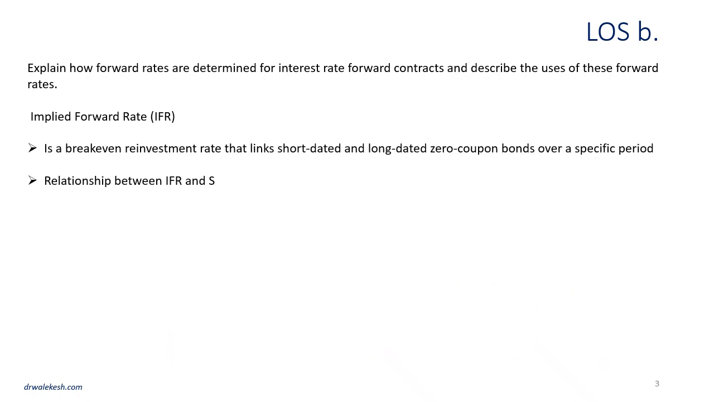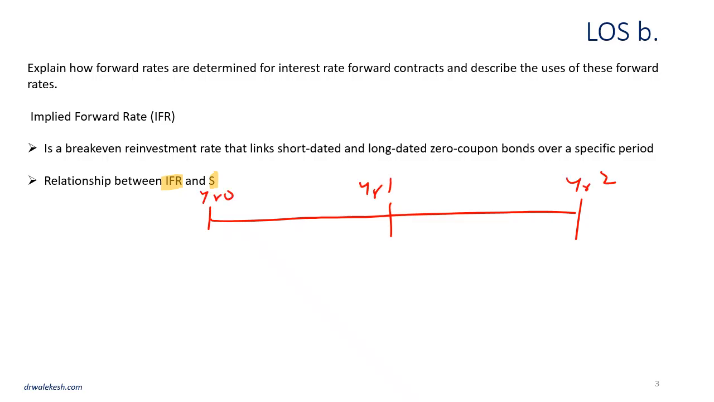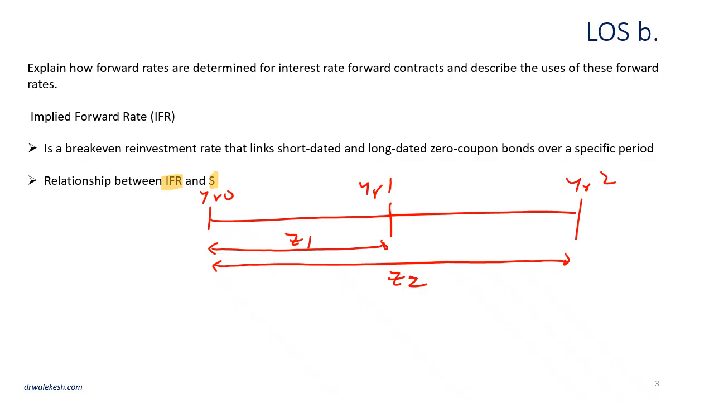So let's look at the relationship between the implied forward rate and the spot rate. So that we are all on the same page, let us look at this timeline. This is year 0, this is year 1, and this is year 2. So this is Z1, that's the spot rate for 1 year. Z2, that is the 2 year spot rate, but we are interested in the implied forward rate.